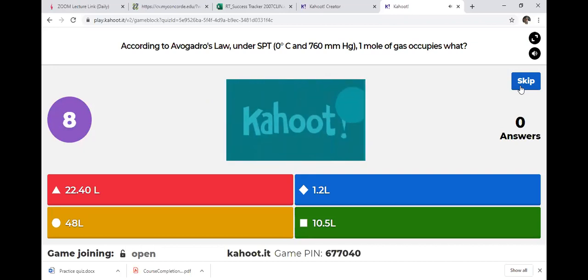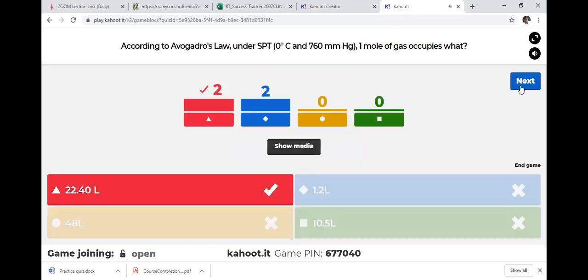According to Avogadro, the mole. 5 seconds, put something in. One more answer. All right, 22.4 liters. We had 2 people got it right, 2 people answered it wrong. That's all right. It's 22.4. Good job.